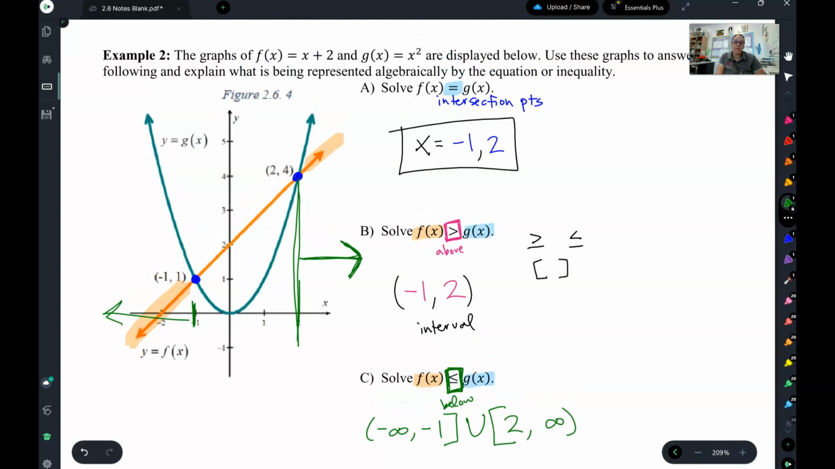So that is how we find the less than, greater than stuff when you're looking at a graph visually. In the next video clip, we're going to talk about how to find these things by hand without graphing.